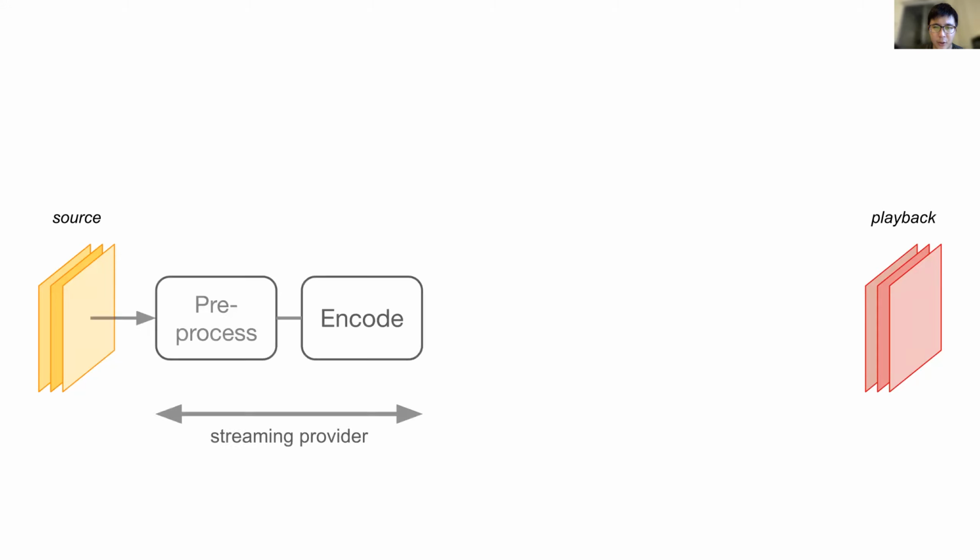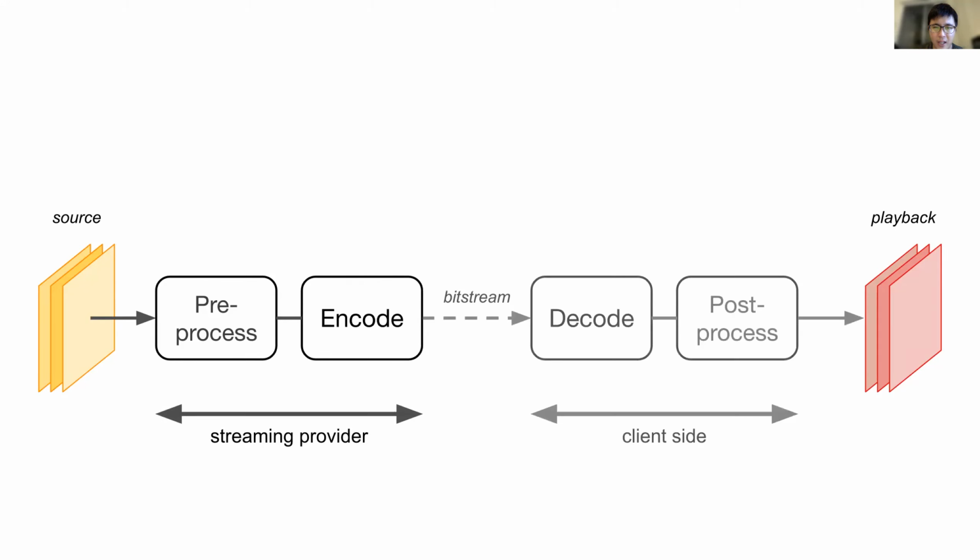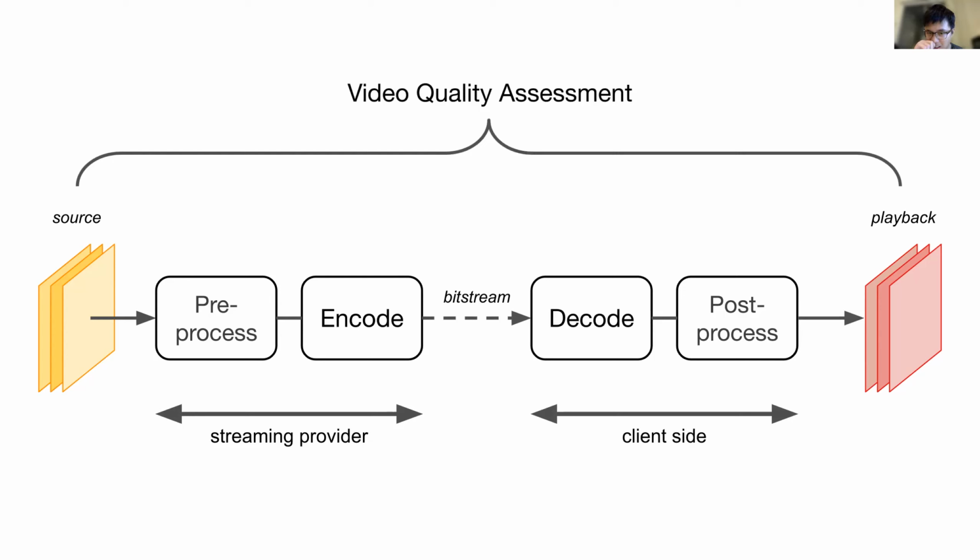Generally, pristine source videos are processed and encoded, where these two steps happen on the streaming provider side. Then the bitstream is sent, decoded, and may also be post-processed. The last two blocks happen on the client side before displaying to the viewers. Of course, video quality measured from the source video and playback is also very important. It is one key ingredient to determine the encoding recipe.